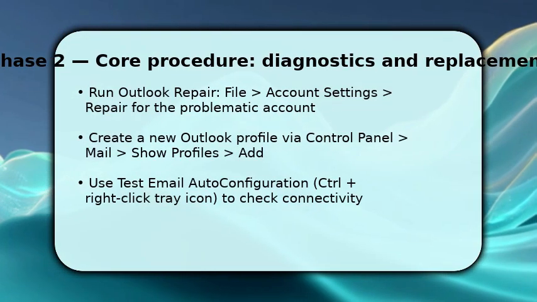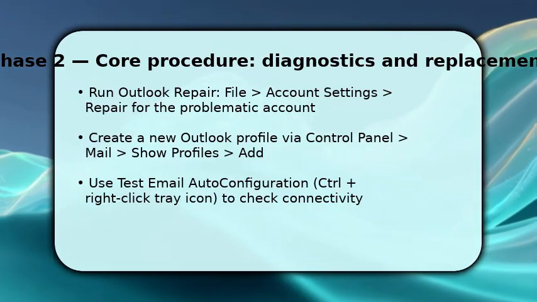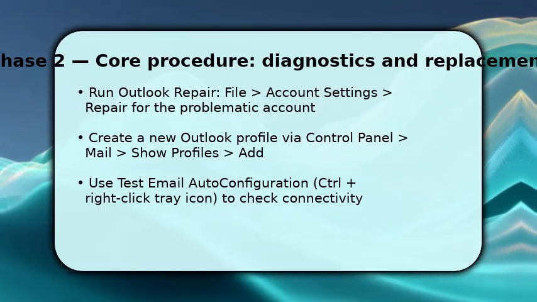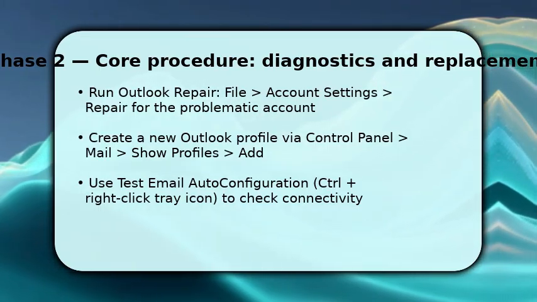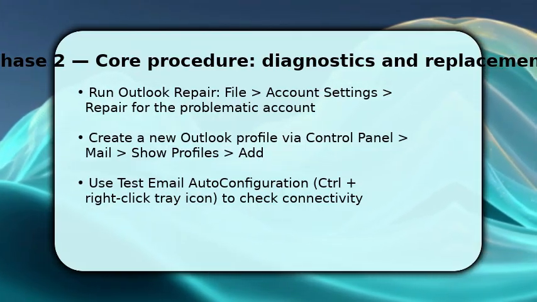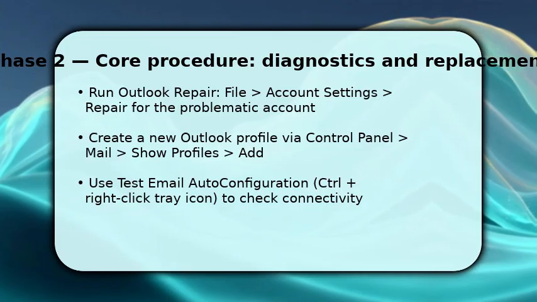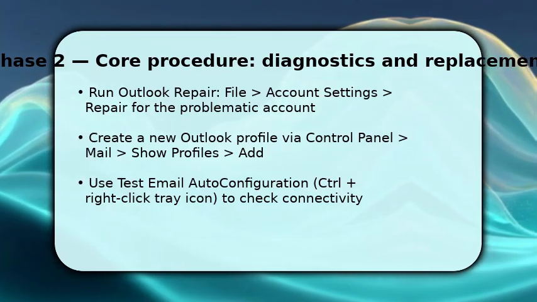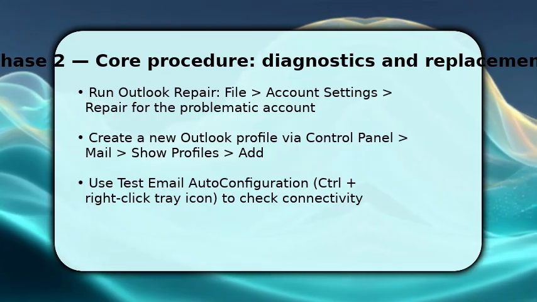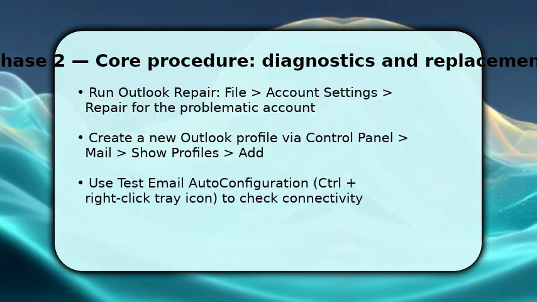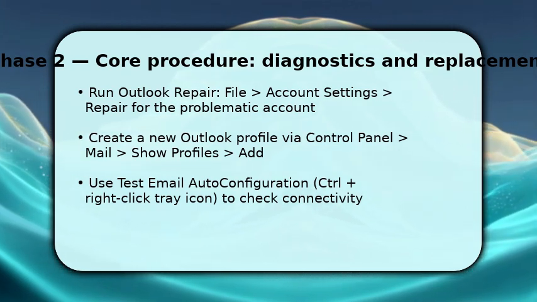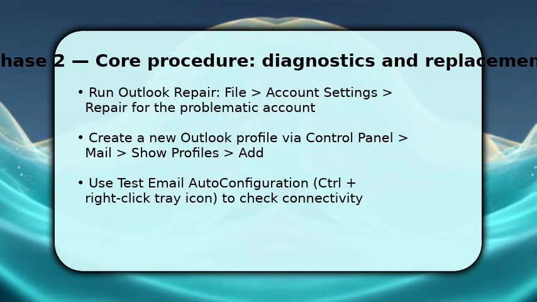Next, repair the account settings and profile to fix corrupted configuration. In Outlook, go to File, Account Settings, and choose Repair for the affected account. Follow prompts to re-authenticate. If that fails, create a fresh profile in Control Panel Mail and add the account there. This often clears profile corruption. Also use Test Email Auto Configuration from the Outlook tray icon to verify server responses and auto-discover records. Once done, switch between profiles to confirm the new profile connects consistently.